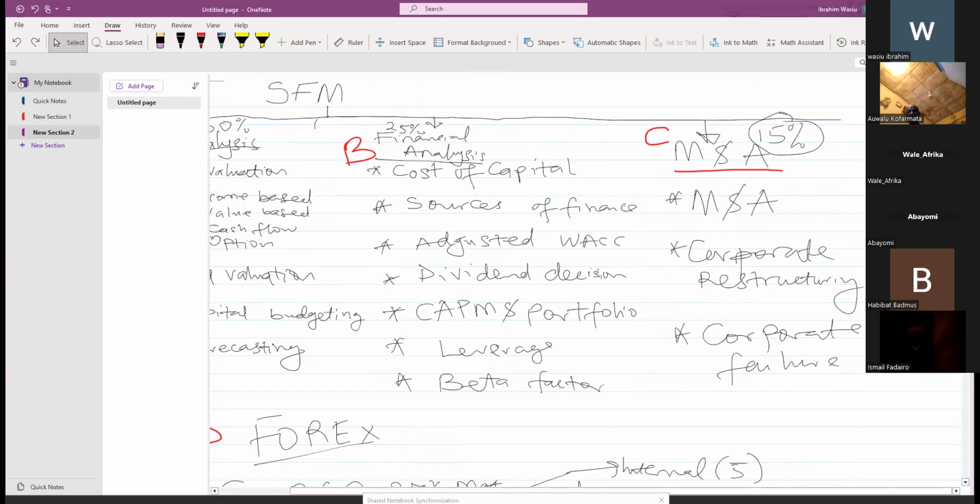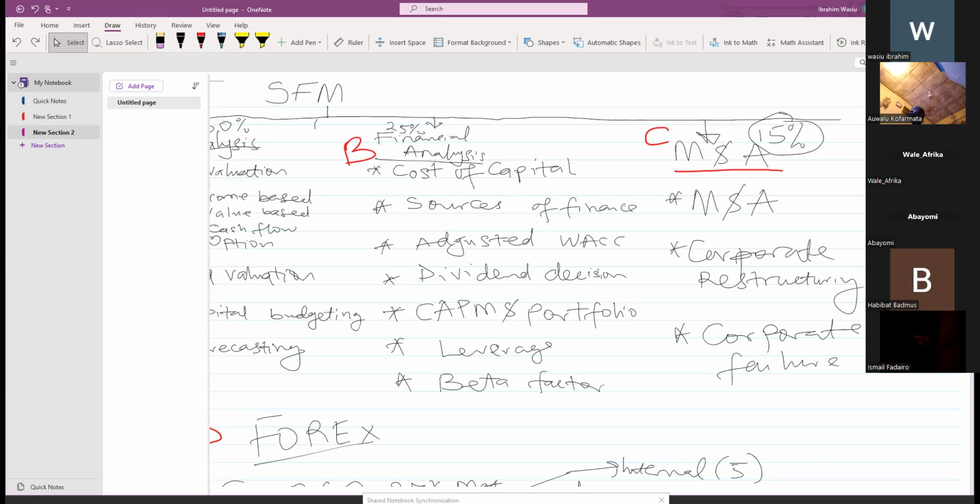Then the second aspect of the syllabus is the financial analysis. As a finance manager or as the CFO of the organization, we believe you have some role to play, which we normally break into 3: investing decision, dividend decision, and financing decision. So for financing decision, you have what we call financial analysis.